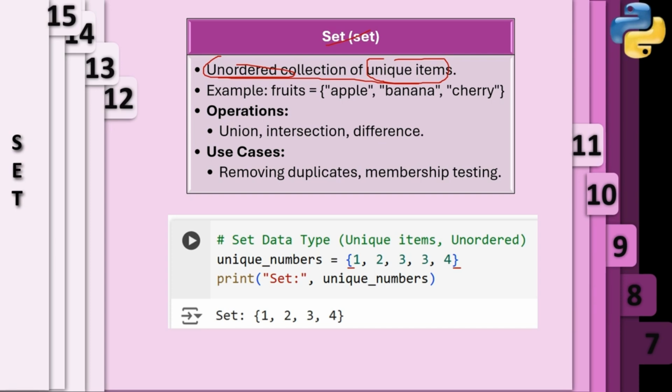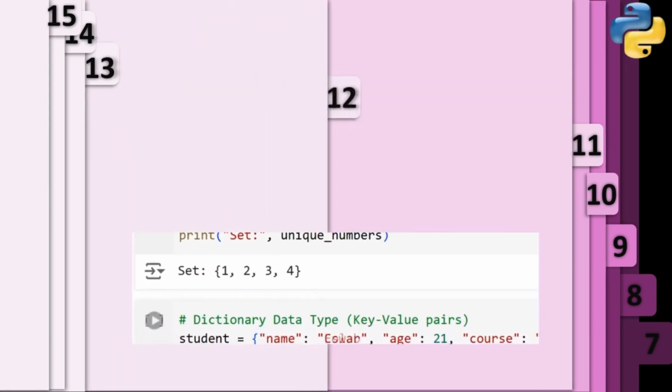Sets support various mathematical operations like union, intersection, and difference. Sets are particularly useful for membership testing and eliminating duplicate values or entries. They provide a highly optimized method for checking whether a specific element is contained in the set or not. Moving forward, let's take a look at dictionaries.